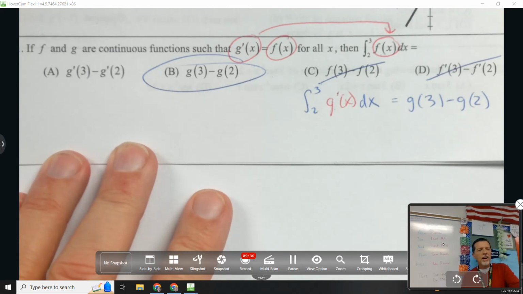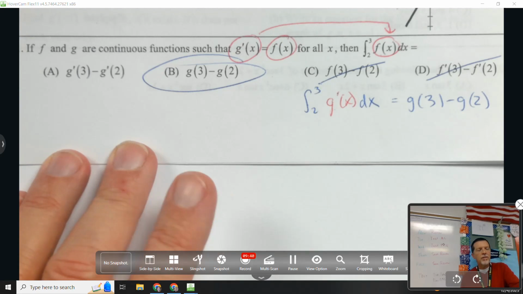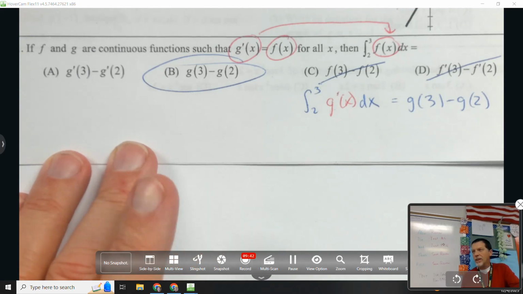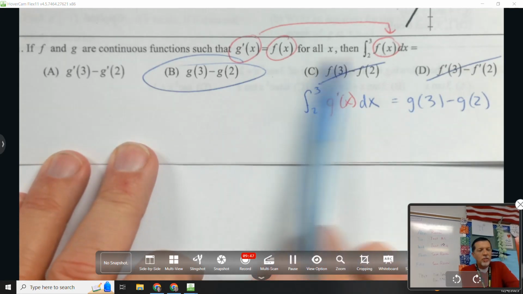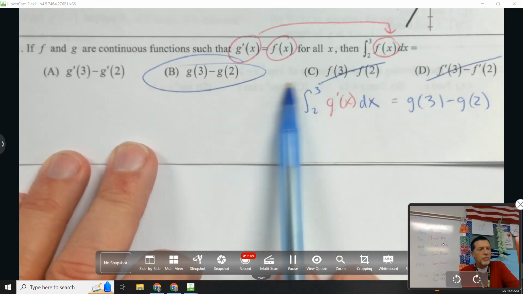This is a very concept-heavy unit. Taking a derivative and plugging things in is in there, but I didn't have to know any derivatives here. I had to know concepts for number 21.